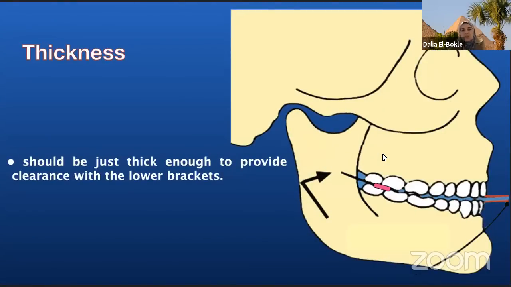Bite turbos should be thick enough to provide clearance with the lower brackets. Generally, the more posterior, the more bite opening and the less thickness that's needed. The more forward, the thicker the bite turbo. Clearance should be provided both in maximum occlusion and during lateral excursions as well.